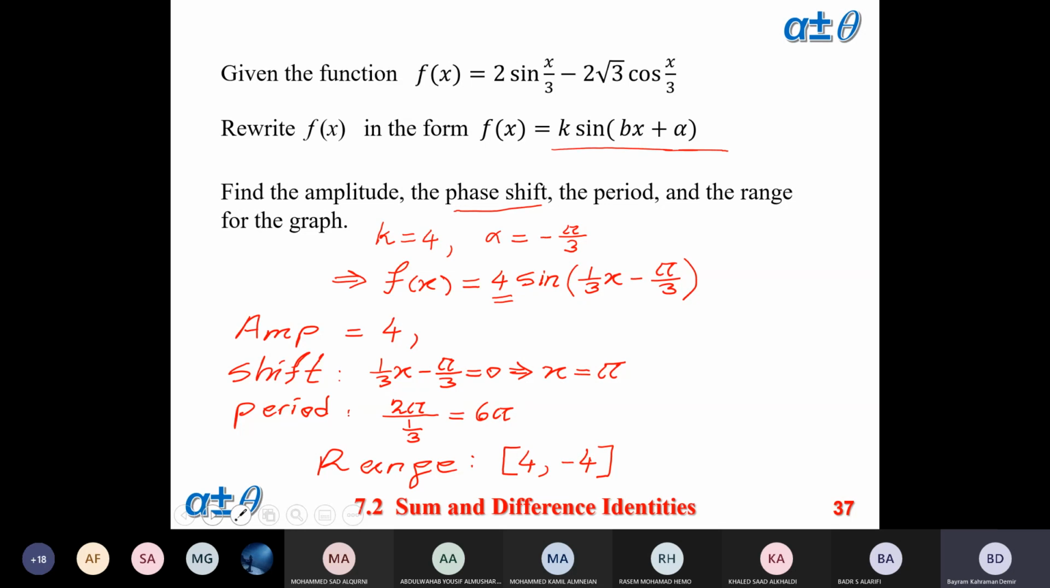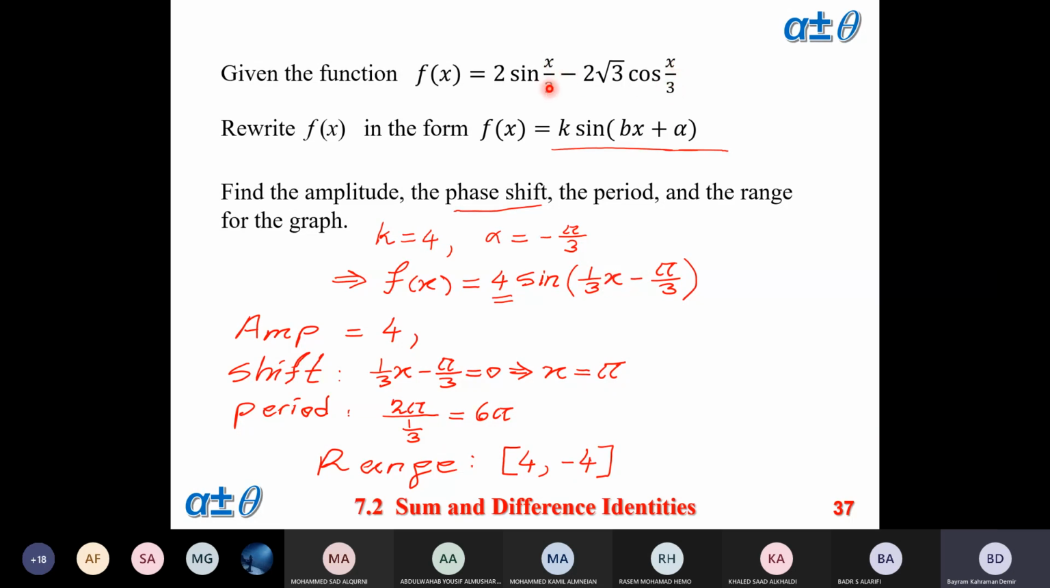Well, another question, almost the same one. We have a is 2 and b is negative 2 root 3. Same question, but there is x over 3 here. Instead of x, we have x over 3. Well, we will do the same thing, of course. Again, k is 4 and alpha is negative pi over 3. Because a and b are the same, just like the example before, right? Same example. So you will find the same k and same alpha. So the only difference here is instead of x, we have x over 3, all right?